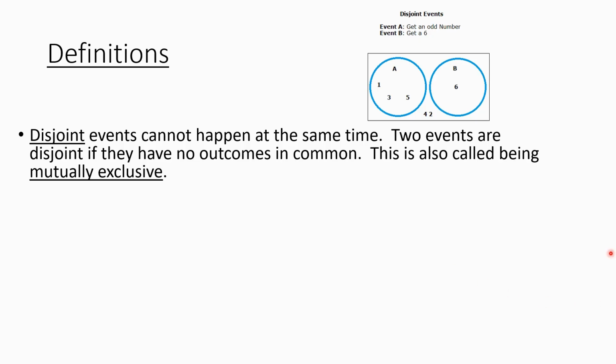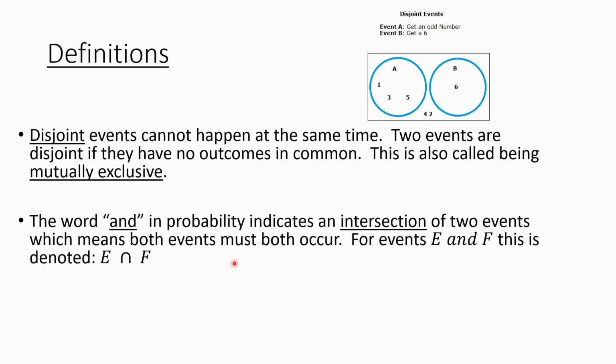Let's next clarify the meanings of the words and or in probability, since they don't always align with how we use them in everyday language. The word and refers to an intersection, meaning both events must happen at the same time. They can occur simultaneously. In probability notation, and is often represented by this symbol right here. It looks like an upside down U.